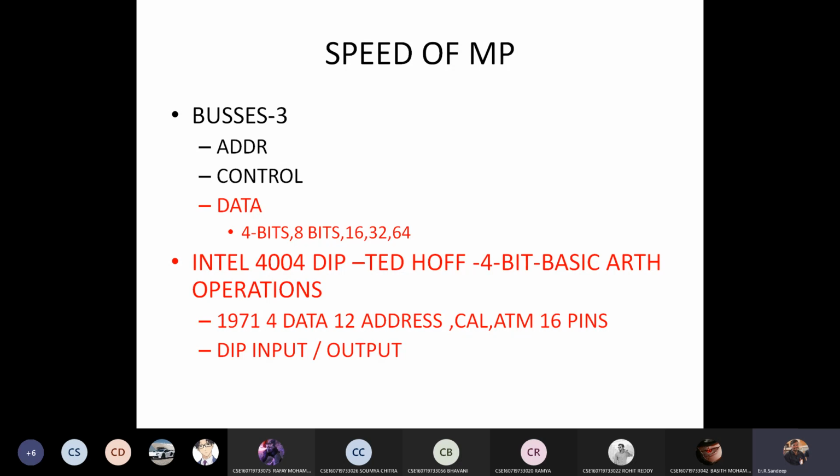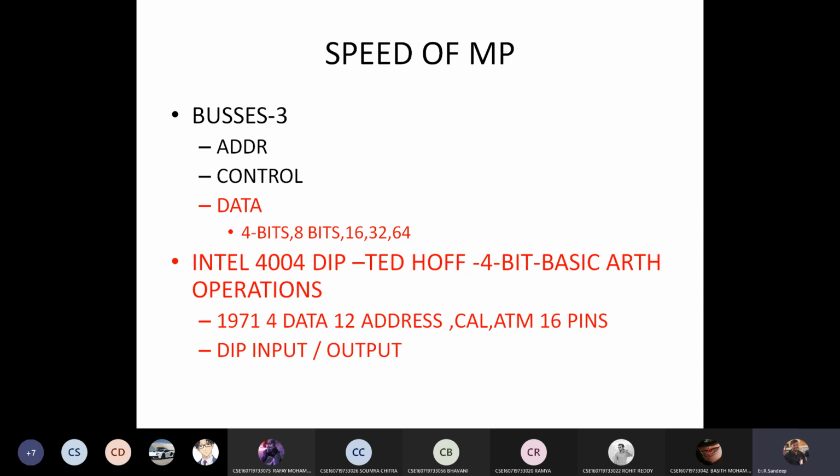And the address bus is unidirectional. That means it will read the address and it will not write any address. Address lines are fixed and it will always read the address lines. And the control bus will issue the control signals like read, write, and so on. So this kind of signals it will issue. That is the control bus.